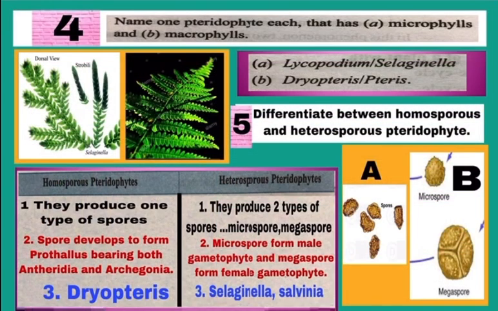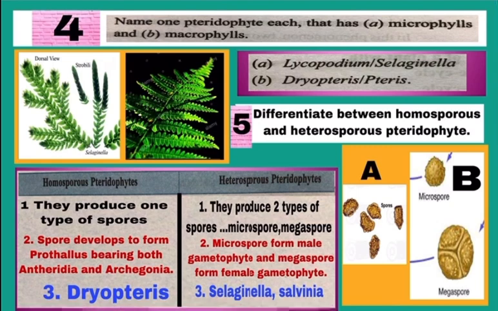Question number 4. Name one pteridophyte each that has A. microphylls and B. macrophylls. Microphylls or small leaves are present in Lycopodium and Selaginella. Macrophylls or large leaves are present in Dryopteris and Pteris.